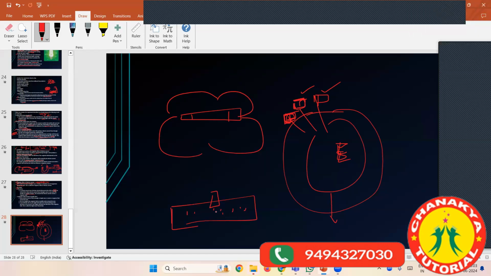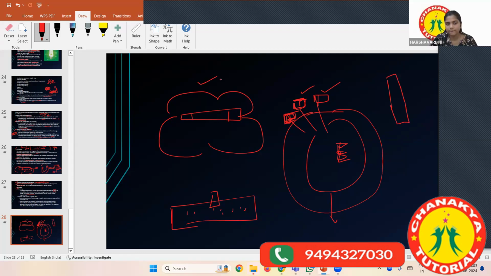Ma'am, the first diagram, just like a circle. The one you drew here, right? Already this first one, the circles, this will form. Why, ma'am? Why is that? This is not a circle. This is a proximity.